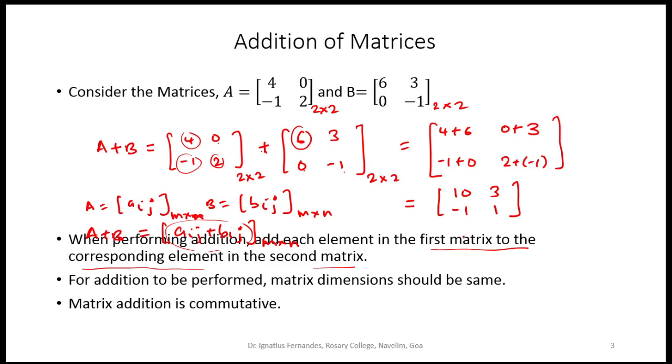Okay, and matrix addition is commutative. That means whether you add A plus B or B plus A, you are going to get the same matrix. So A plus B is same as B plus A.